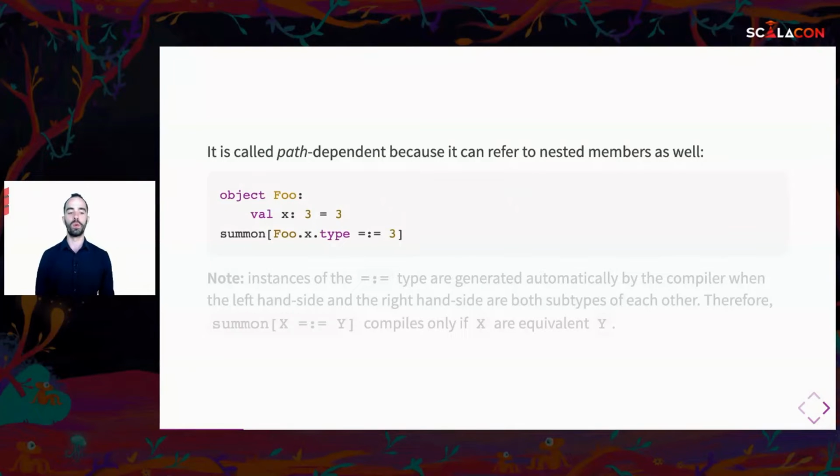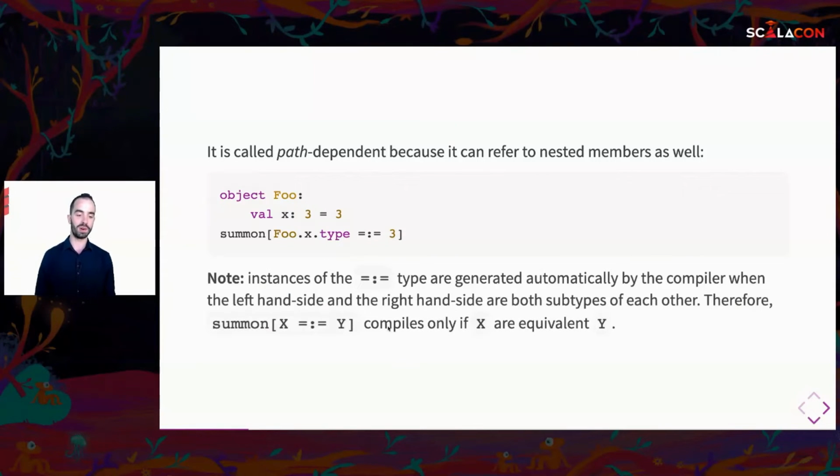So we saw simple examples where we just access one variable that is in scope, but you can also have complete paths. That's why it's called path-dependent type. So you can access nested members, such that here, if I have an object foo, and I access the field x, and I access the type, I can make sure this is equal to 3.